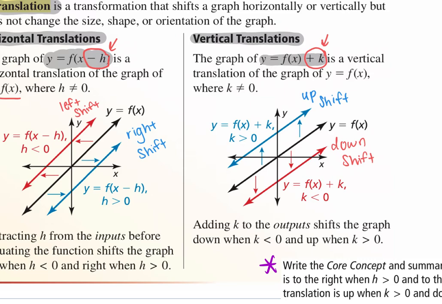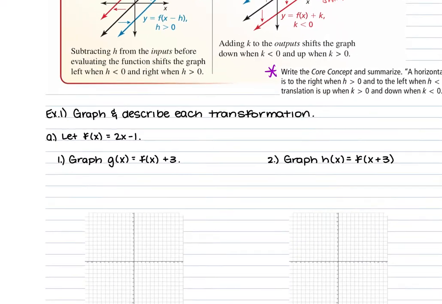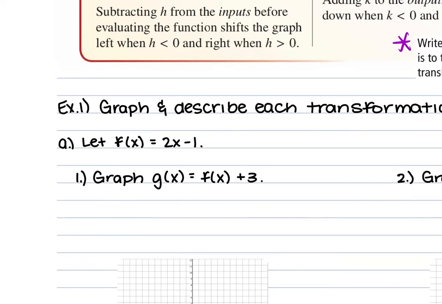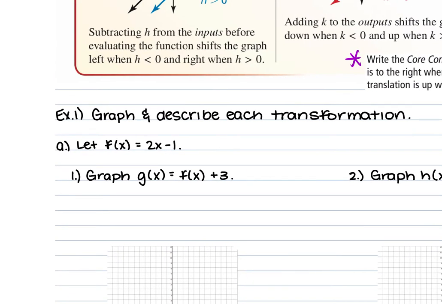Now, we're going to do two examples where we're going to find out the horizontal and the vertical shift together, and then I'm going to leave the next two examples to you guys to see if you were paying attention, okay? All right, so go ahead and scroll down a little bit, okay? It says graph and describe each transformation. Let f of x be 2x minus 1, and then our transformation is going to be g of x equals f of x plus 3. Circle this one in red, circle this one in black. Okay?